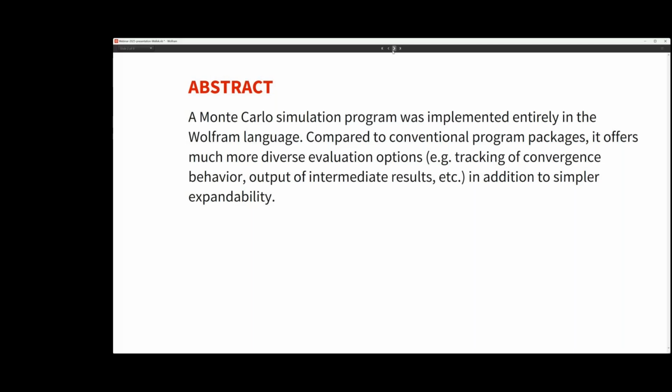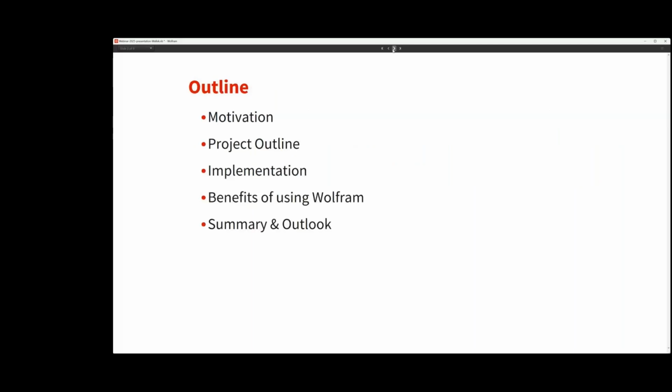So to give you a short outline of my talk, I will start with the motivation for implementing a Monte Carlo program in the Wolfram language. Then I will give a brief outline of the project in terms of the key features of the software and its typical application in my group. After that, I will present the implementation of the software to show its structure and the basic ideas applied to code design. And afterwards, I will show what we consider as the benefits of using Wolfram in contrast to conventional implementations. And finally, I will summarize my talk and give a brief outlook of the intended next steps for further development.